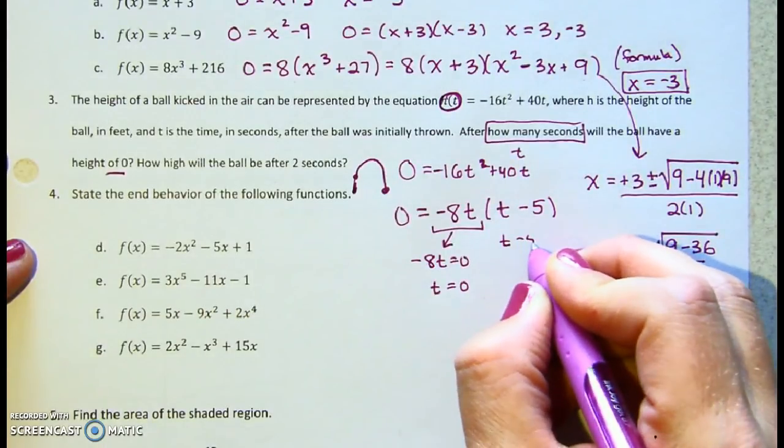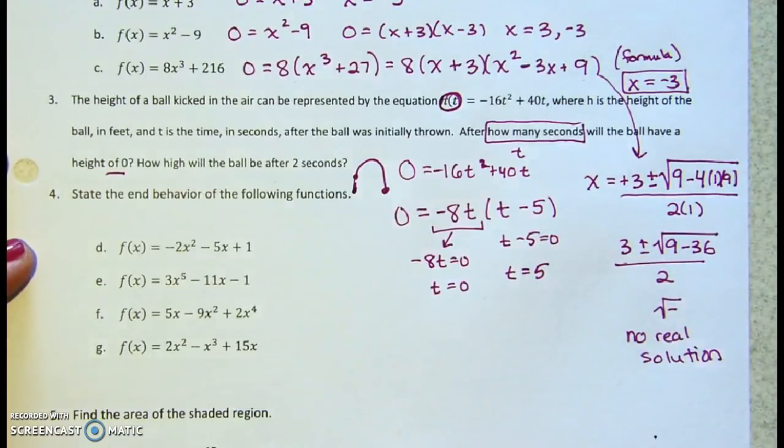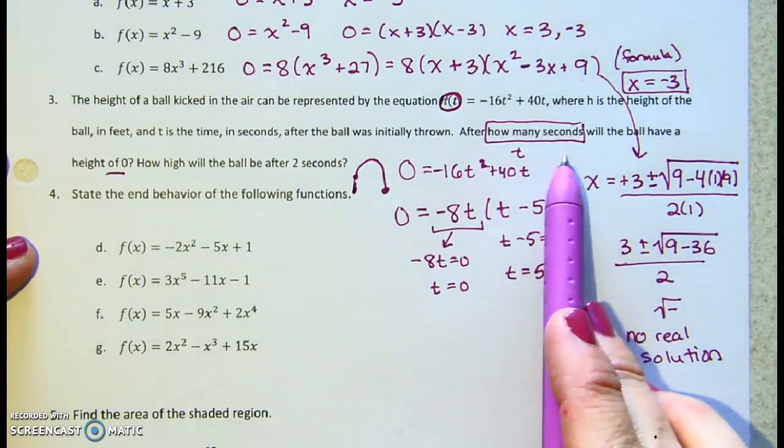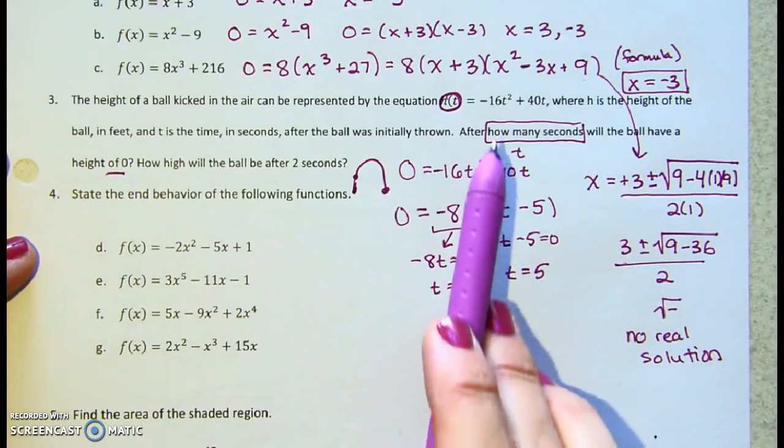And then t minus 5 equals 0. So after 5 seconds, the ball hits the ground again. After how many seconds will the ball have a height of 0? Hey, let's plug in 5 just to make sure.